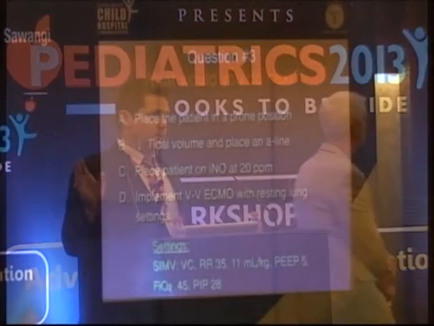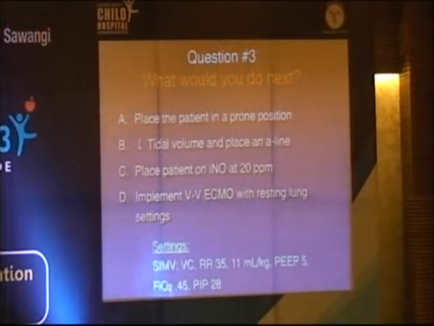We know that this patient has some form of acute lung injury. So do we treat them differently, or do we keep doing what we're doing? Let me ask you, would we place the patient in the prone position? Would you reduce the tidal volume and place an A-line? Would you place the patient on nitric oxide at 20 parts per million? Would you place them on veno-venous ECMO with resting lung settings? B? C? Some of you are saying C.